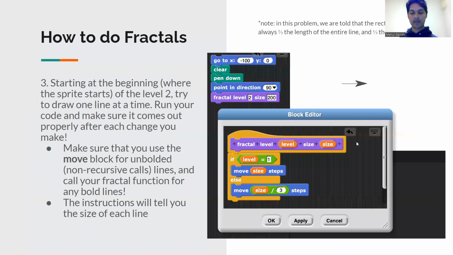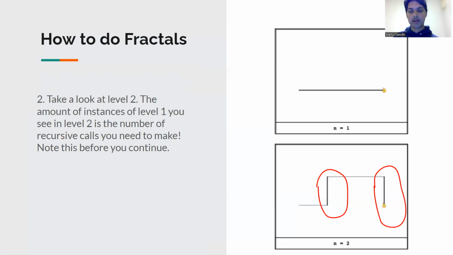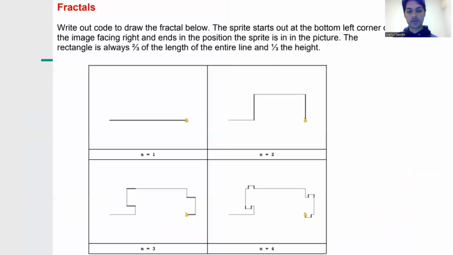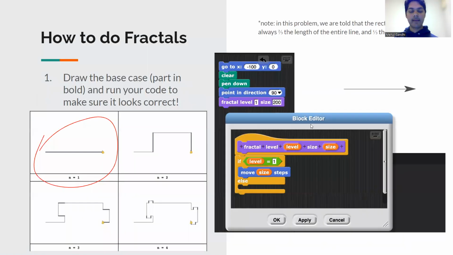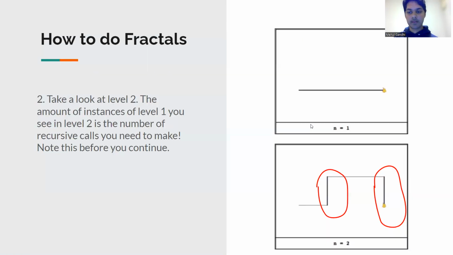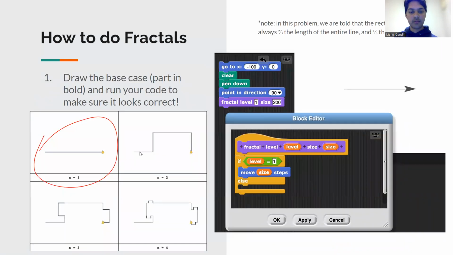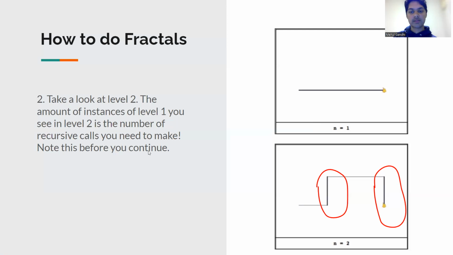And now, actually coding it up, going back to n equals two. This is moving one third of the inputted size, right? So this is one third, this is also one third right here, the recursive call. This is two thirds, and this is one third. So that's the first thing we're doing: moving size divided by three steps.